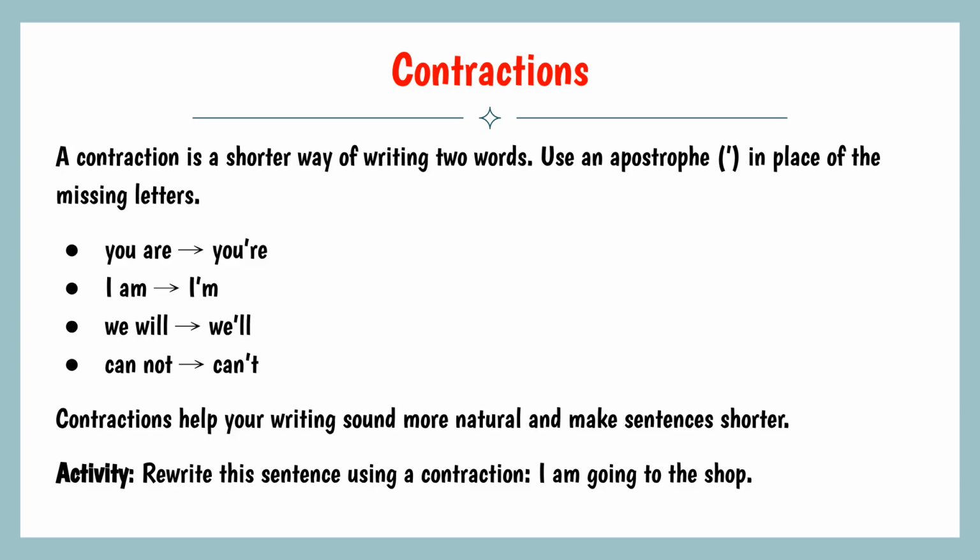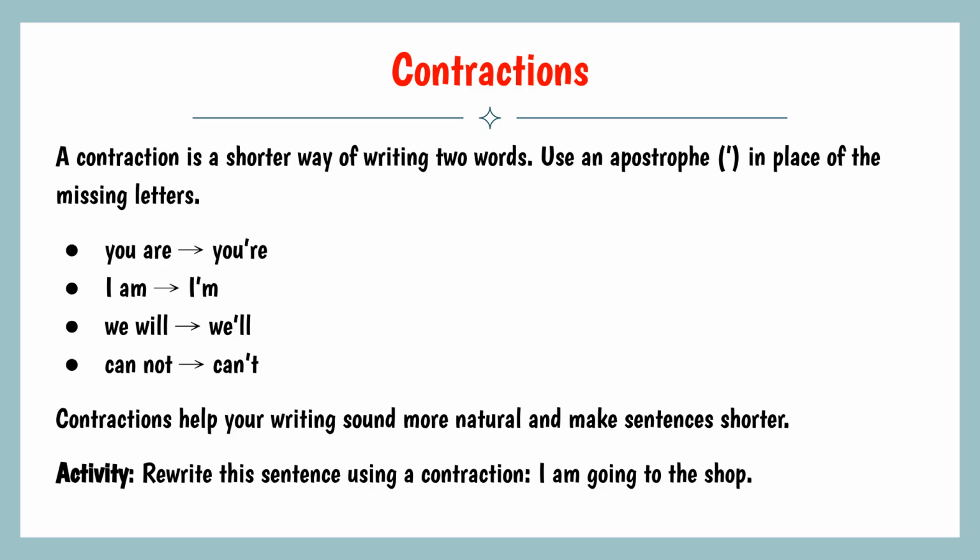Today, we are learning about contractions. Quick question. Have you ever seen words like you're or I'm? Why don't we always write the full words? Let's find out why. A contraction is a shorter way of writing two words. We use an apostrophe to show that letters are missing.